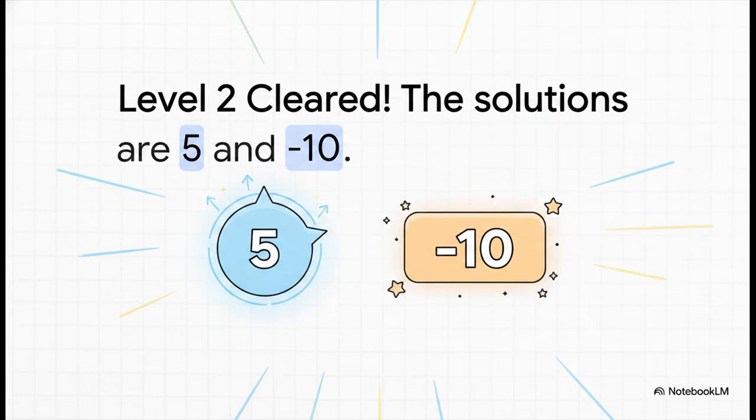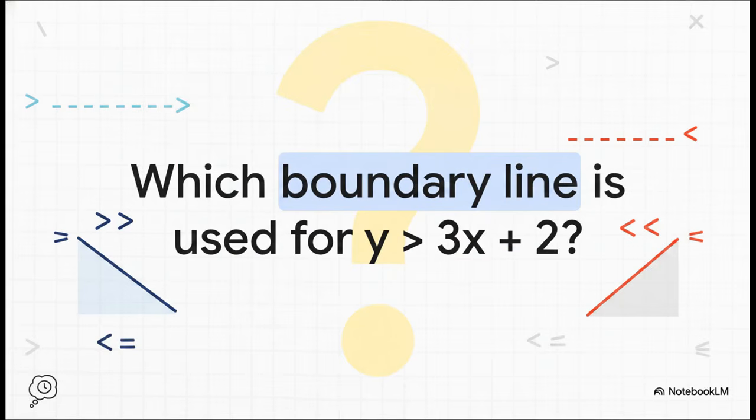And level 2 is cleared. We get x equals 5 and x equals -10. That is a solid medium-level challenge down, and you are leveling up fast. Let's test that brain power again with checkpoint 3.